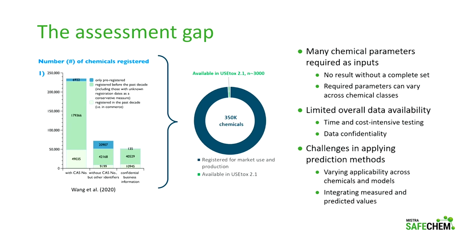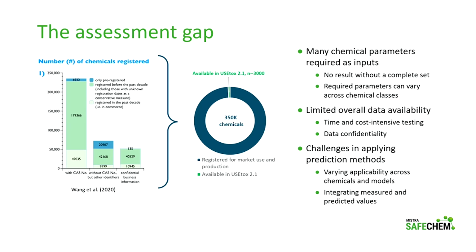And there are, of course, many different reasons for that. We do have quite a few chemical parameters that we require as input into our models, and this is true for both ProScale and USEtox. And typically, if you don't have all the information, you don't actually get a result. Then there is, of course, a limited overall data availability. This is related to time and cost-intensive testing and data confidentiality issues.